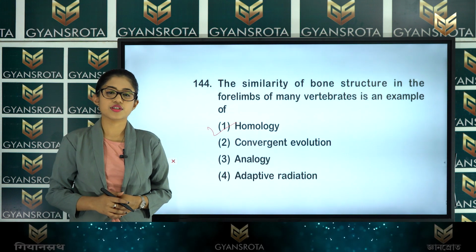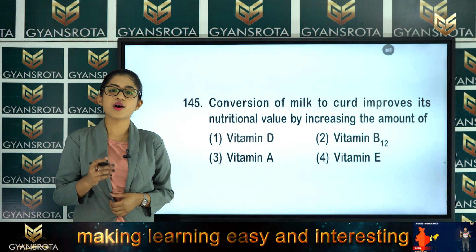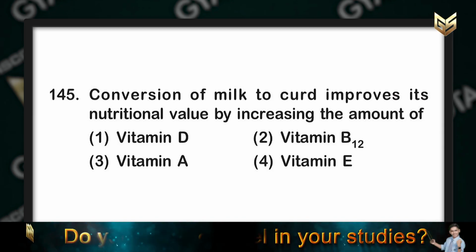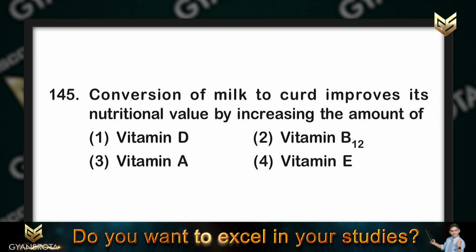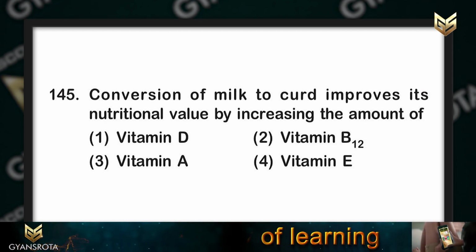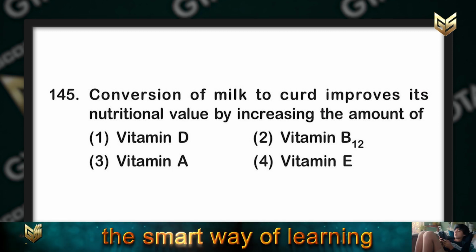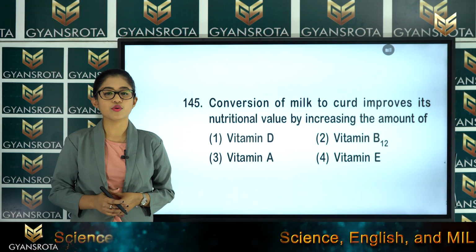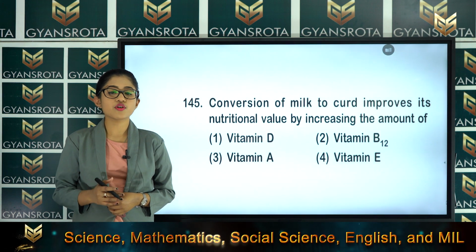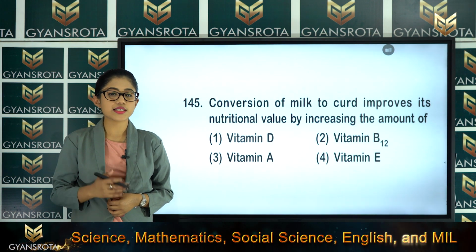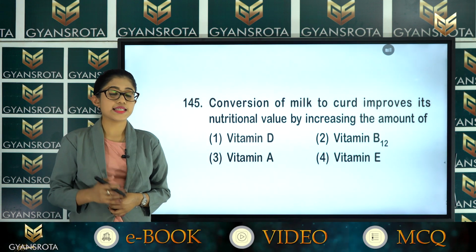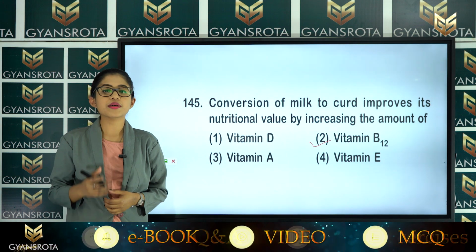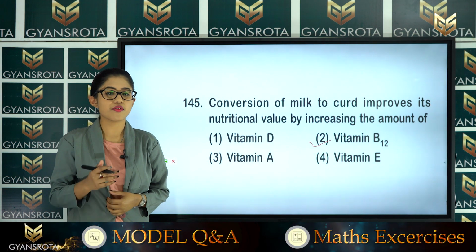Now, let us see the next question. In the next question, that is question number 145, it says that the conversion of milk to curd improves its nutritional value by increasing the amount of vitamin D, vitamin B12, vitamin A or vitamin E. So, this is a direct question from the NCERT textbook, from the chapter Microbes in Human Welfare. So, what is the correct answer for this question? That is option number 2. Vitamin B12 is the correct answer for this question.